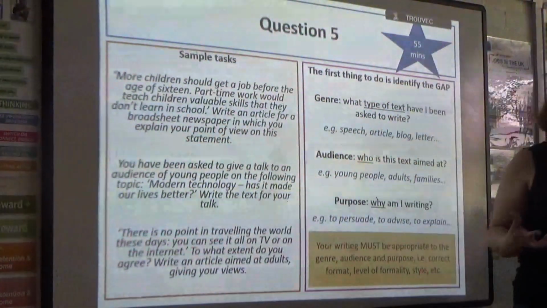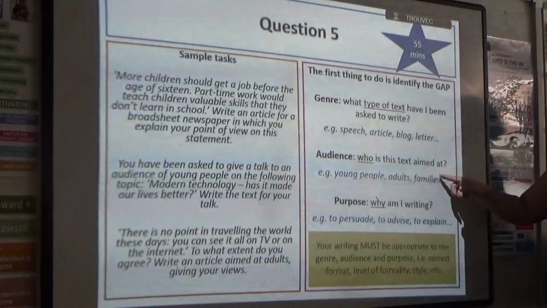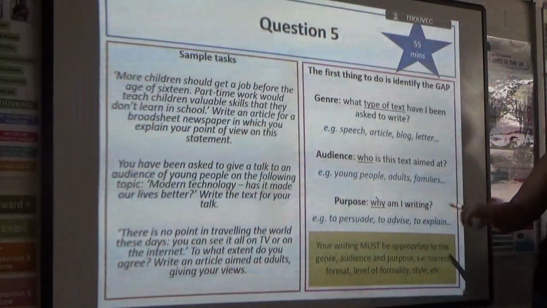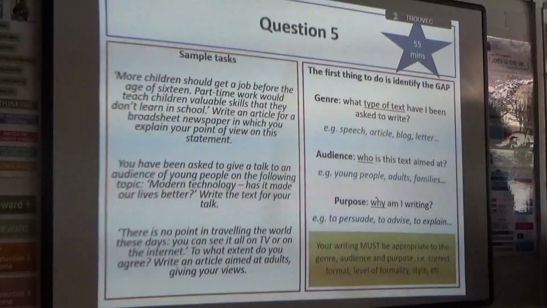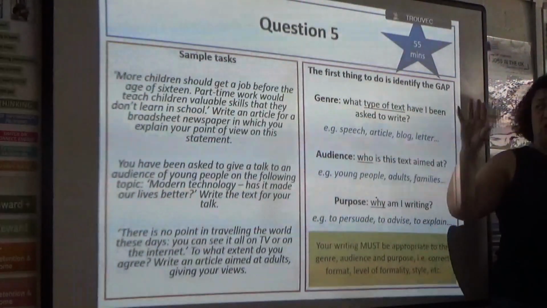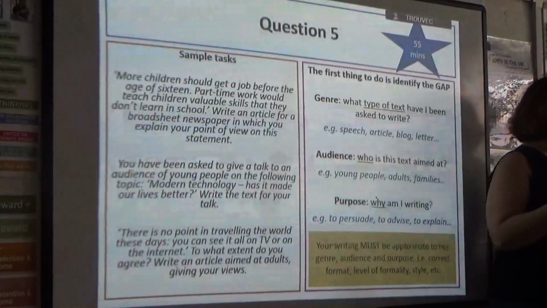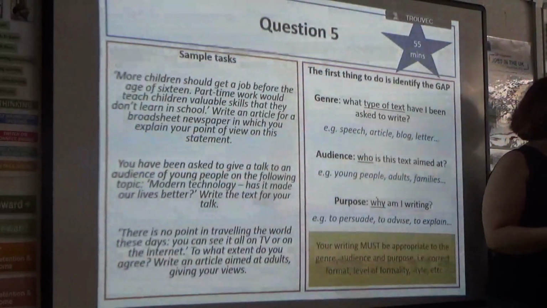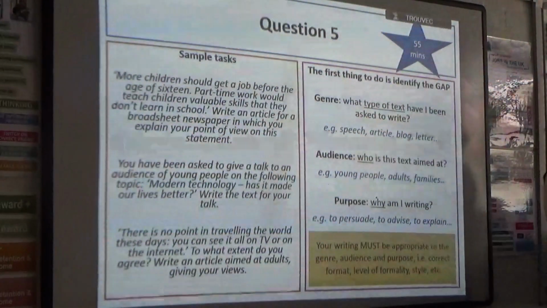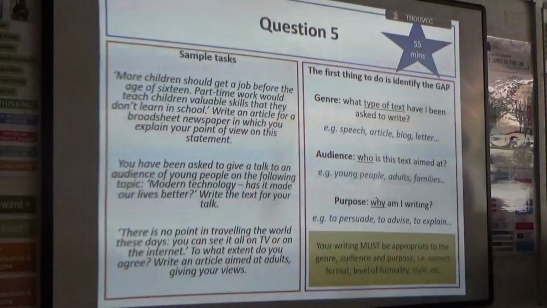So your language adapts according to who you're writing for. So you need to make sure that you understand who you're writing for. Purpose, why are you writing? Most questions, tasks that you get in the exam will lend themselves to you writing persuasively. Alright, so you're trying to persuade somebody else to think the same as you.